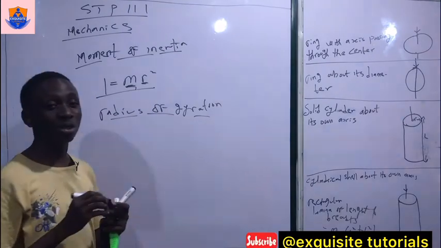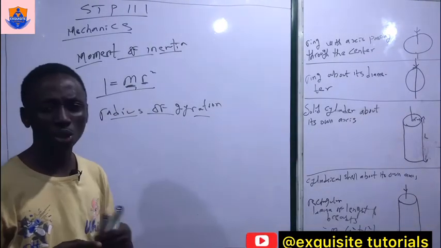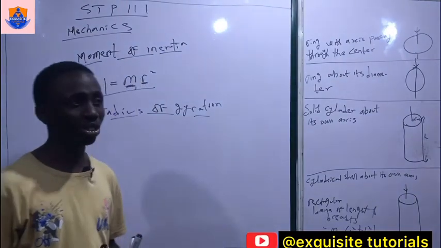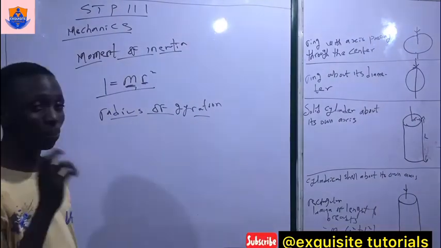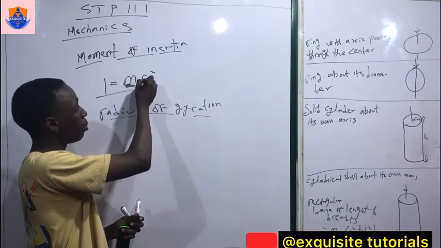Every other thing does not matter. The moment of inertia does not depend on any other thing. It does not depend on angular acceleration. It does not depend on angular velocity. It only depends on the distribution of the mass and the displacement, or say the perpendicular distance.